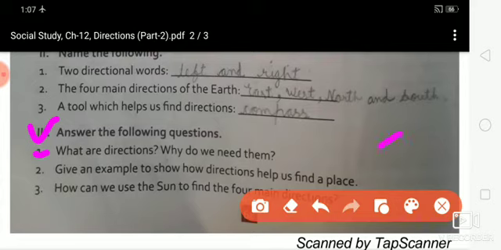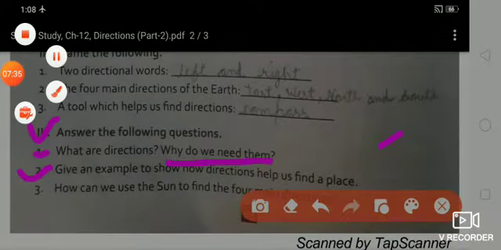Is that clear? Once again repeated. What are directions? Directions help us find someone. Now second question: why do we need them? We need directions to go from one place to another. Is that clear?